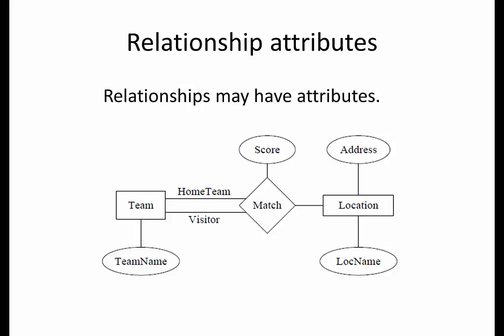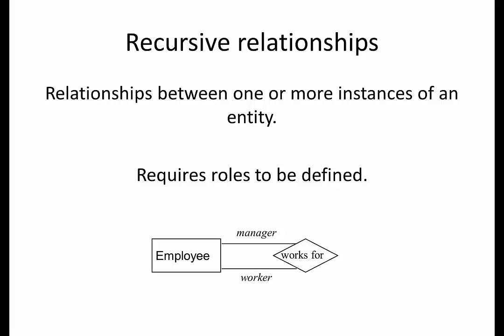Relationship attributes. Relationships themselves may have attributes. So, footballs or competitions. There's teams. Teams play a match at a location. The location has an address and a name. The match has a score. So the score is an attribute of the relationship. So relationships can have attributes.